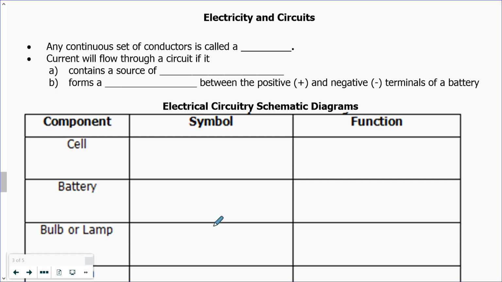So again, when we're talking about electricity, we're just talking about the flow of electric charge. Again, we're talking about electrons, the flow of electrons within what we're going to call a circuit.